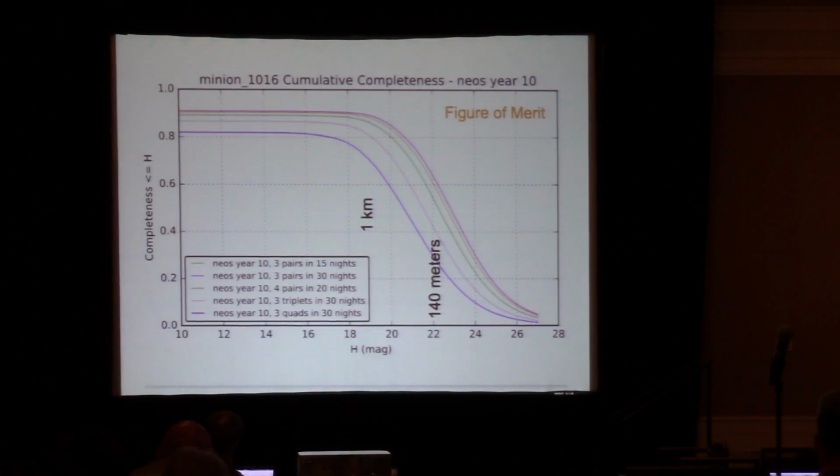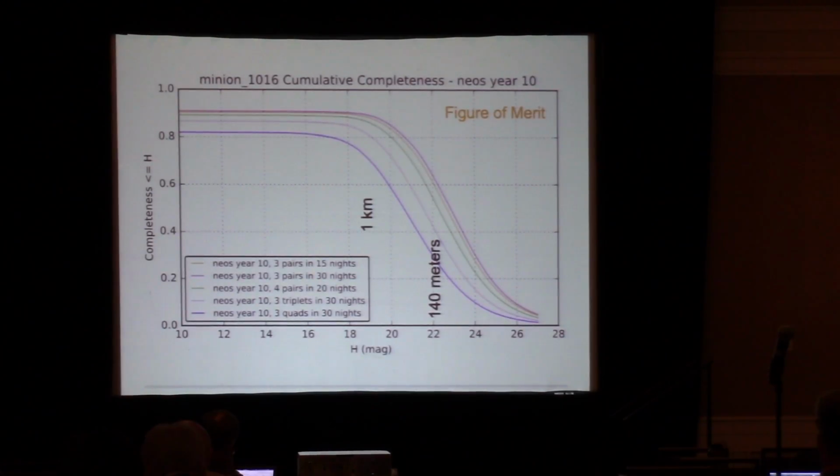3 pairs and 15 nights, that's a requirement in order to identify that object. Or maybe it's 3 pairs and 30 nights, or 4 pairs and 20 nights, whatever. These are different flavors that we're going to try, to say which of these is going to be the most effective for this science, and of course for your science as well.